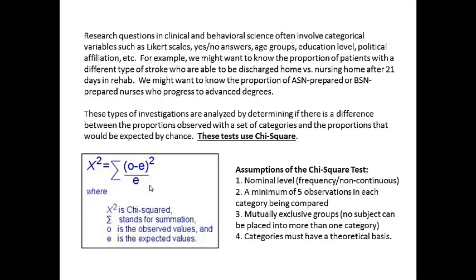There are some assumptions of the Chi-square test. Obviously, we want to use nominal level data. This is where we would collect frequency like number and percent, so it would be non-continuous. A minimum of 5 observations in each category must be compared. If we don't have 5, there is another test we can run called Fisher's exact. The groups have to be mutually exclusive. In other words, no subject can be placed into more than one category. And the categories being compared must have a reasonable theoretical basis.